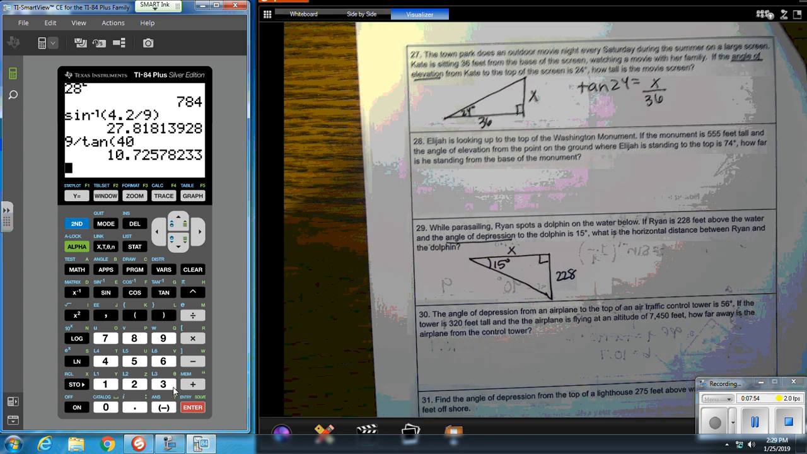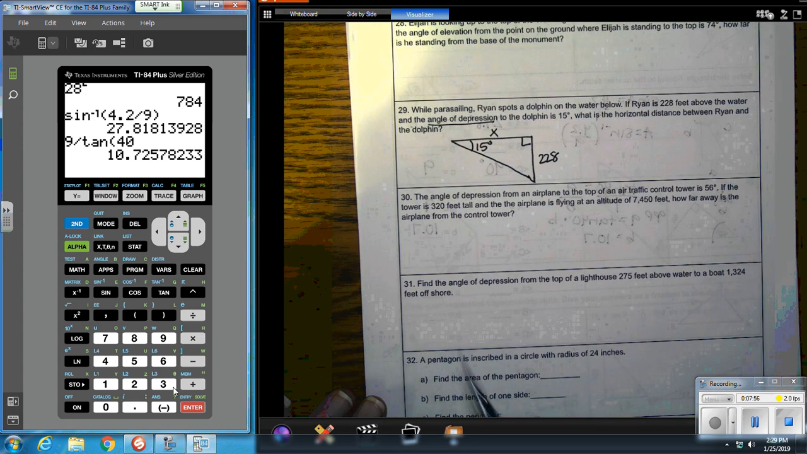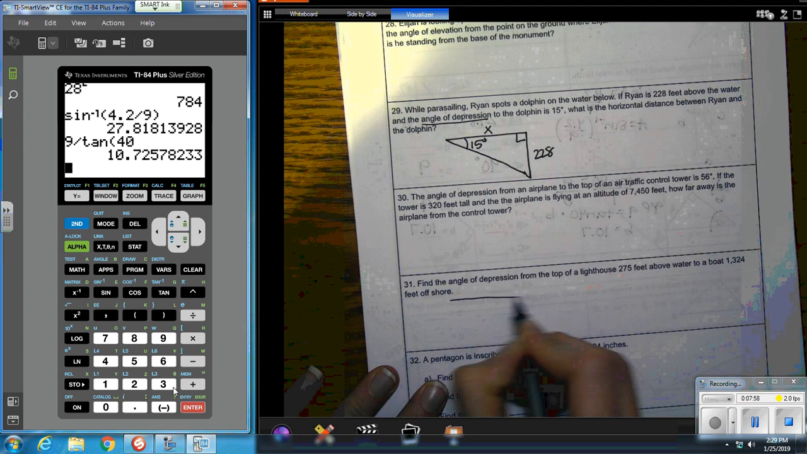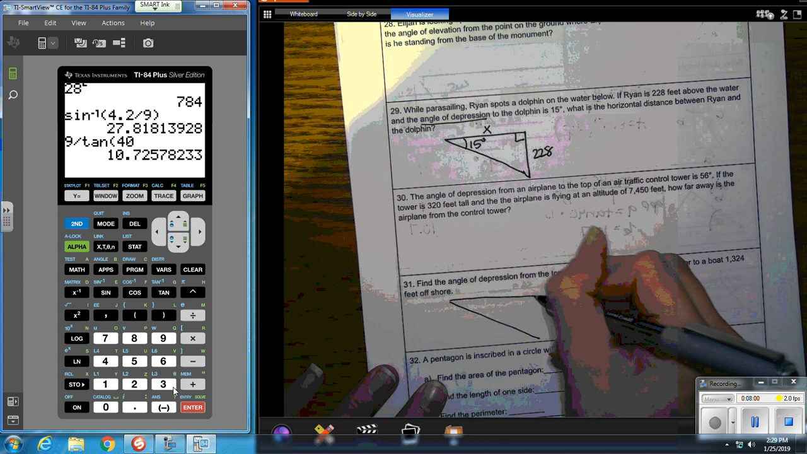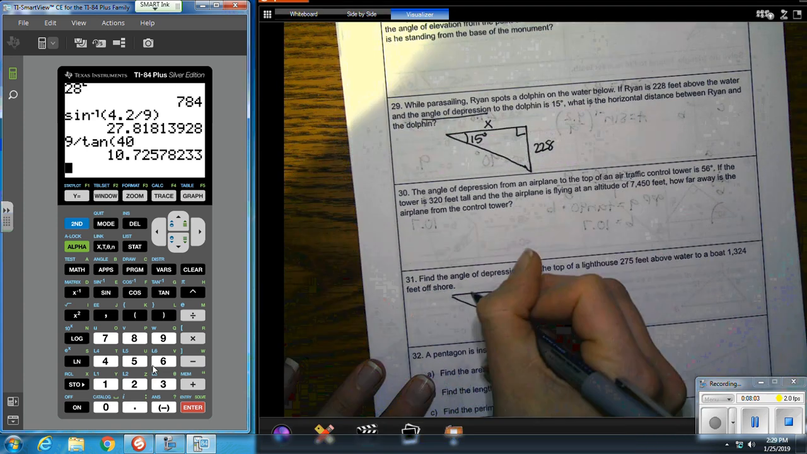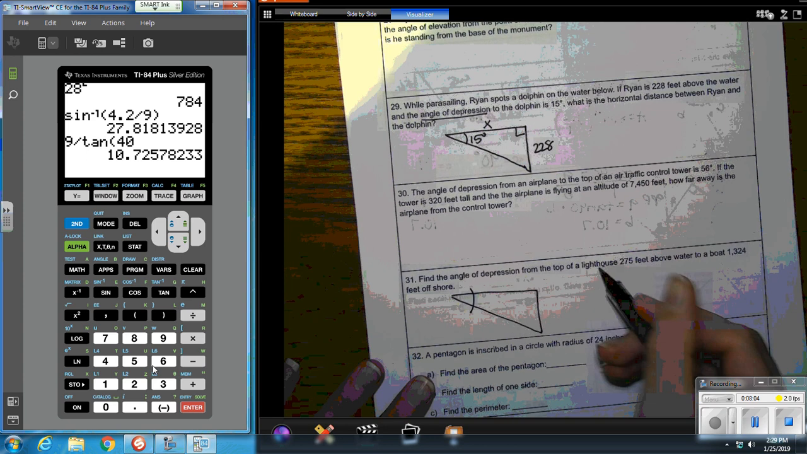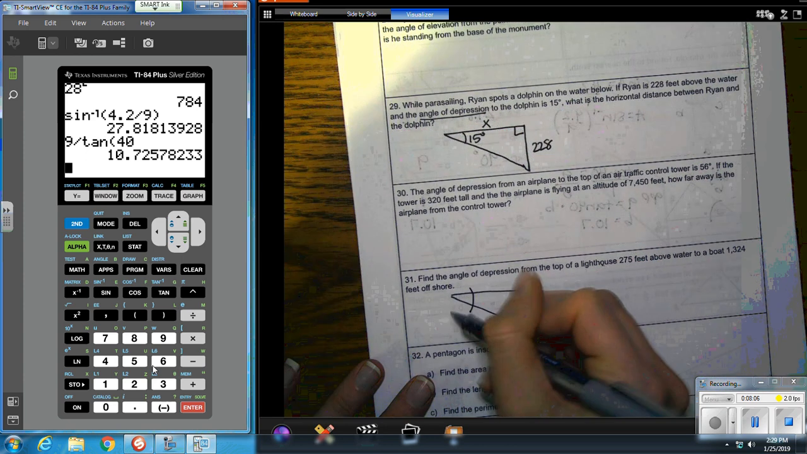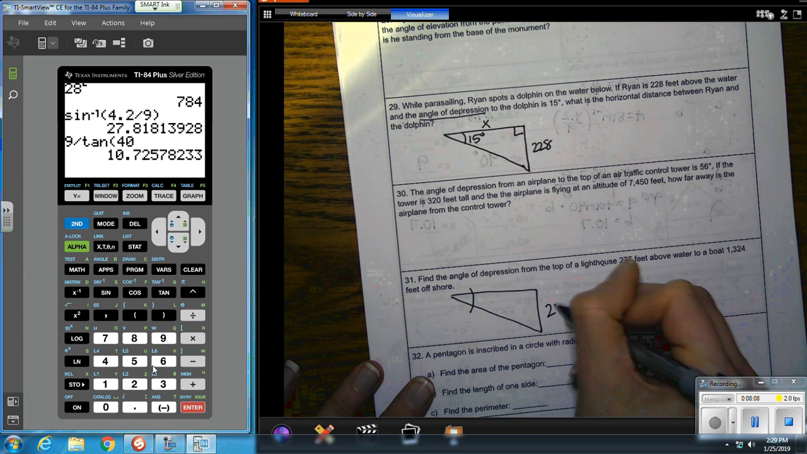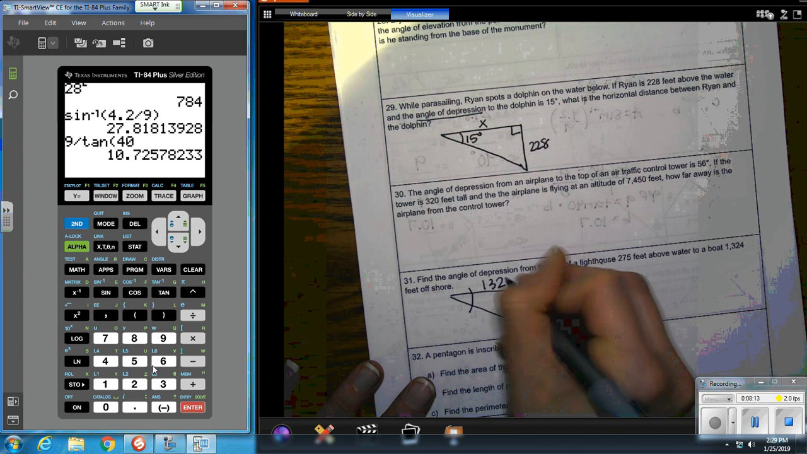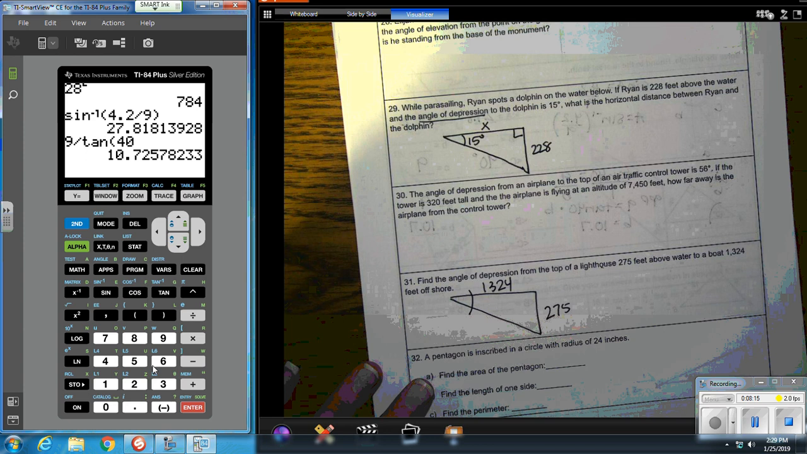If you are finding the angle, like I'm doing here, again, it's depression. So I draw the horizontal and look down. I want to find this angle, and I know that the lighthouse that he's in, so this vertical is the same as this vertical, is 275, and it is 1324 feet offshore. And I would be able to do inverse tangent on this one to find that angle.